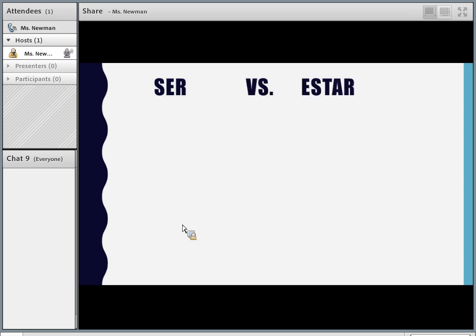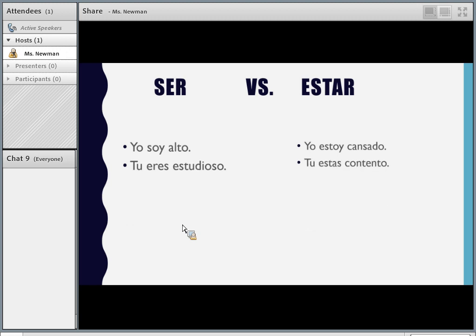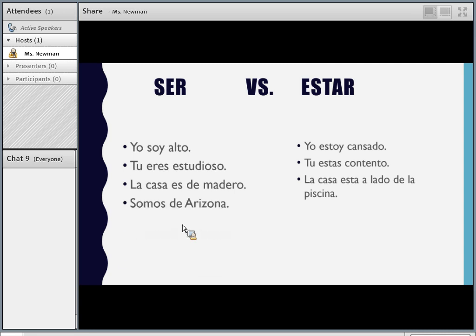Okay, let's look at some of these different sentences. Ser versus estar. Yo soy alto, I am tall, versus yo estoy cansado, I am tired. Tú eres estudioso, you're studious, so like a personality trait there, right? Tú estás contento, you're happy, describing how you're feeling right now. La casa es de madera, the house is made of wood. La casa está al lado de la piscina, so the house is next to the pool. Again, using that for location. The house isn't going to move, but it's a location.